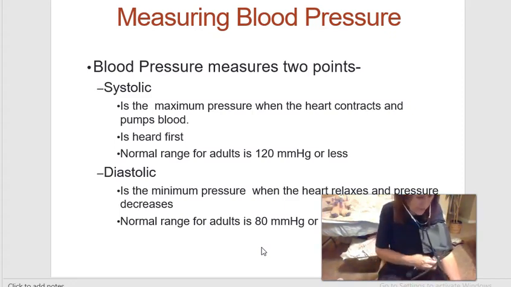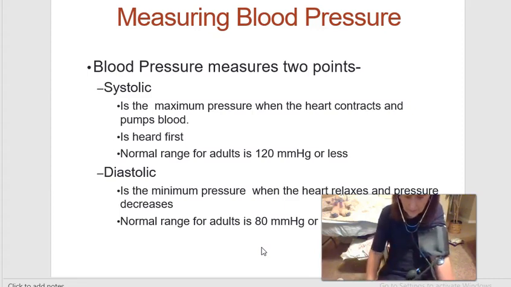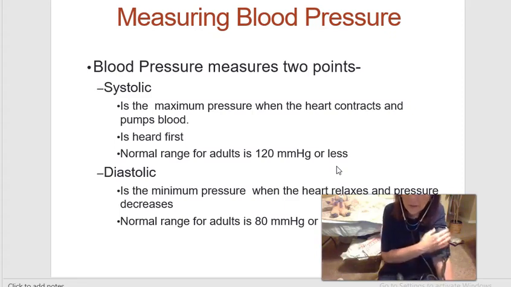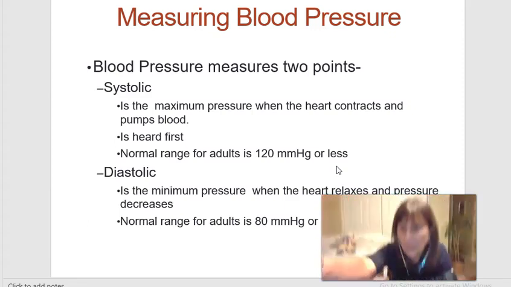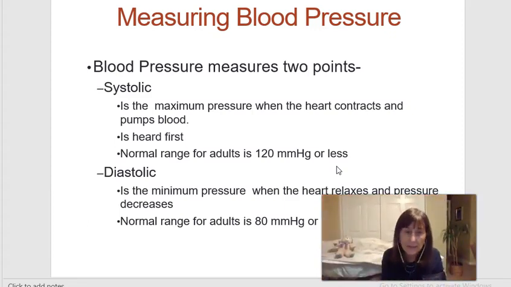And if we were doing it manually, which you're not going to do in this class, you would be listening, and as we loosen up the cuff and let air out, the first time we hear a noise is when the blood is able to get through. So the tourniquet is loosening up, and when the blood can finally push through, that would be the systolic pressure. And then as we're listening, when the noise goes away, that's the diastolic. That's when the heart is at rest.